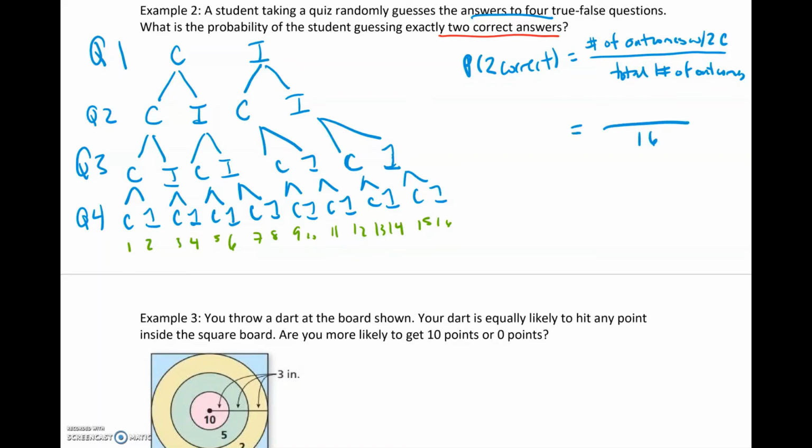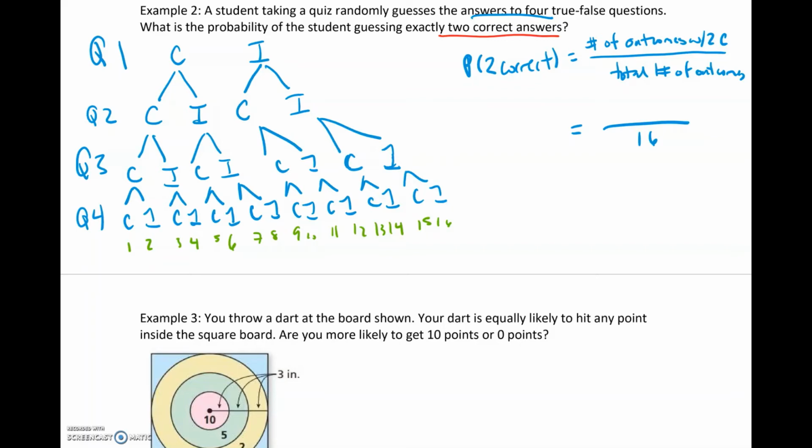Now, how many of these branches lead us to exactly 2 corrects? That's what we need to count now. So if you want, you can list out all the different combinations. Starting with the first C, we can go C, C, C, C, then C, C, C, I, C, C, I, C, and you can write them all out if you'd like, if it helps you visualize it.